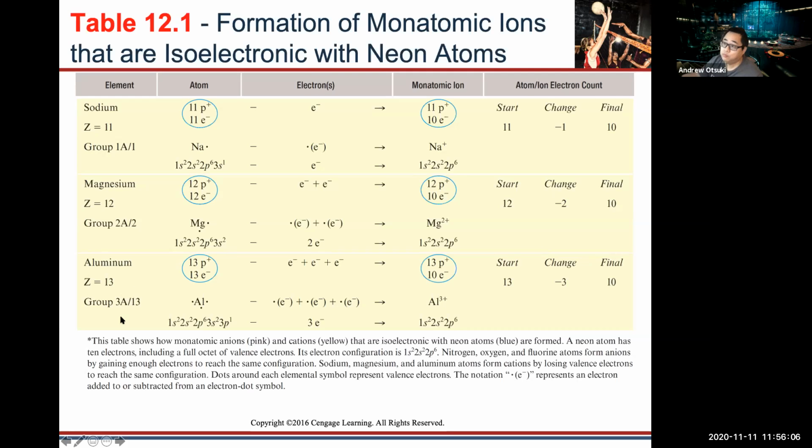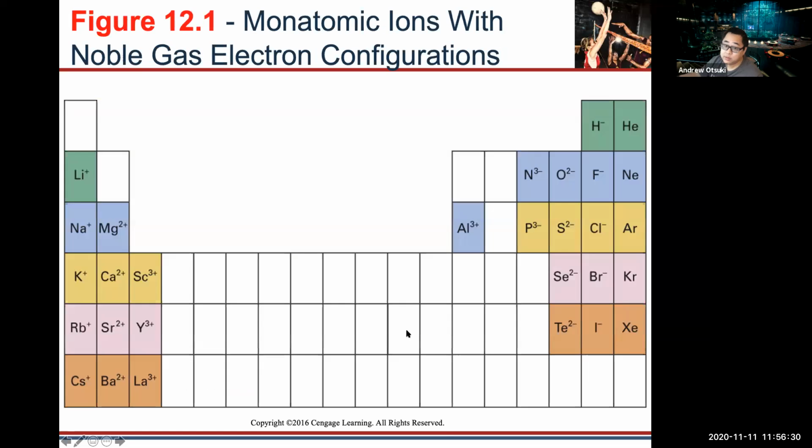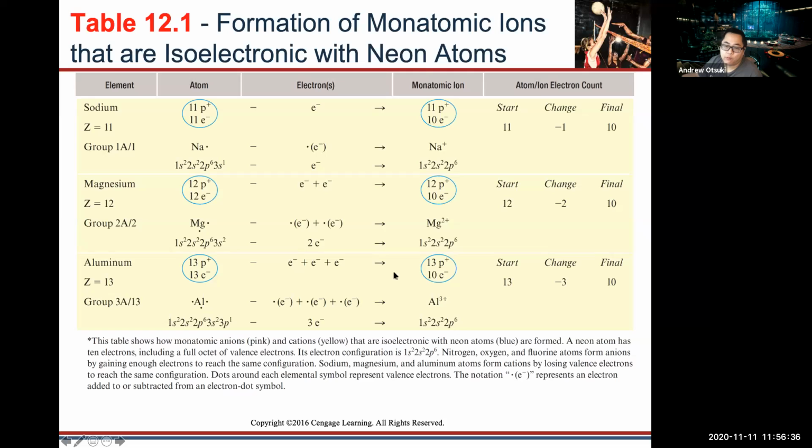All right, so aluminum, group 3/13. We lose 3 electrons now because there are 3 electrons in the valence shell. So it loses 3 electrons to form the aluminum 3+ cation, which is also isoelectronic with neon. So these are all isoelectronic, and they have the same number of electrons in the atom itself. So these are the common cations we form with metals. Group 1 will form +1, group 2, 2+, and group 3, 3+.